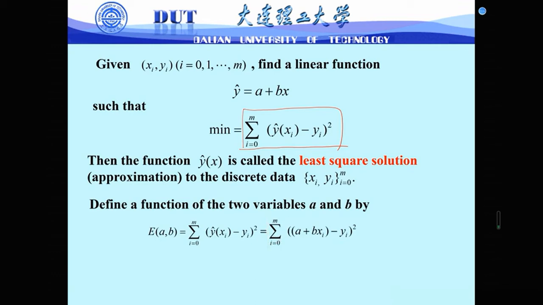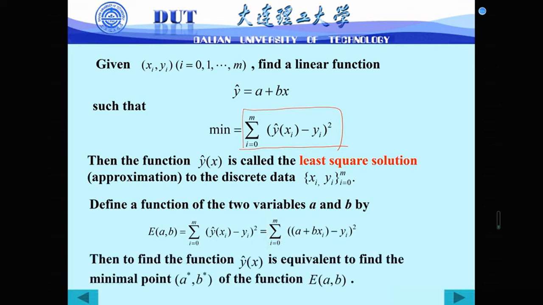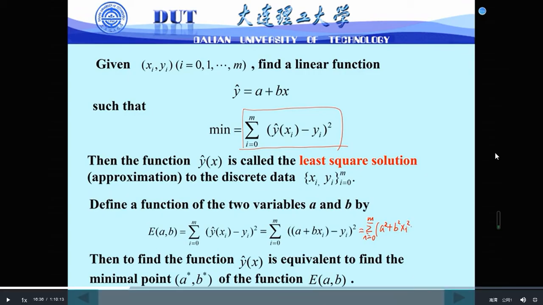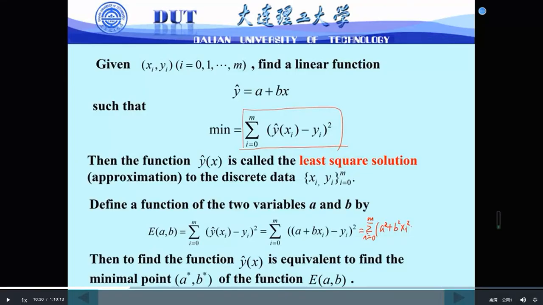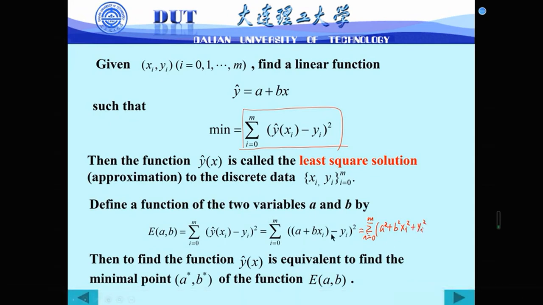So we can continue. Actually, I can write here for you. The sum over i from 0 to m of the square. Firstly it should be a square plus b square xi square, and plus yi square. Is it okay for you?